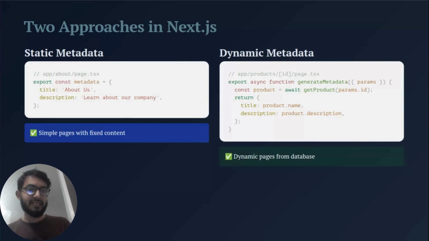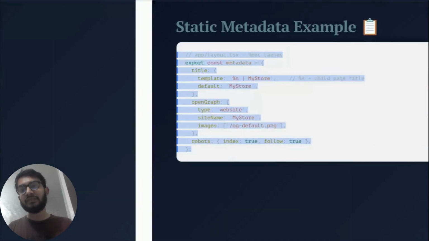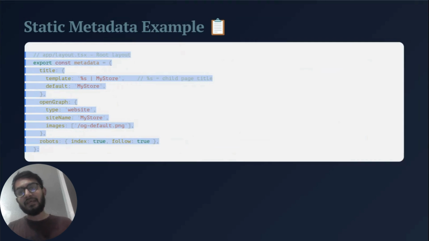So these are dynamic pages from a database, and this uses generateMetadata when your SEO depends on fetched data. I mean, if your SEO depends on some dynamic data, then you need to use generateMetadata, because it generates your metadata based on dynamic values, right? And if you don't have that dynamic data, then you can use the static one. Yeah. And here is another example of static metadata.